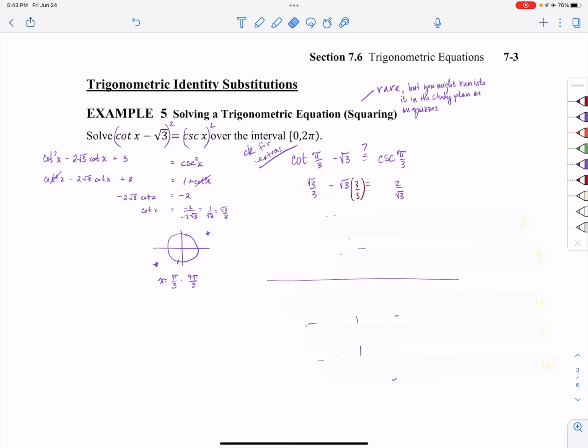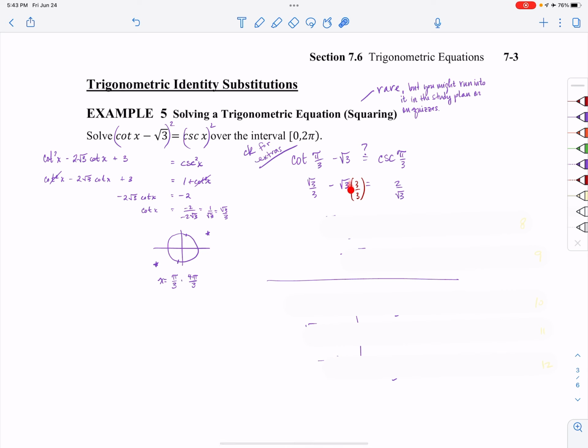Cotangent of pi over 3 is root 3 over 3, minus root 3, is equal to the cosecant of pi over 3, which is 2 over root 3. I'm just using unit circle values here, folks. Not a whole lot of math going on other than just using my unit circle.